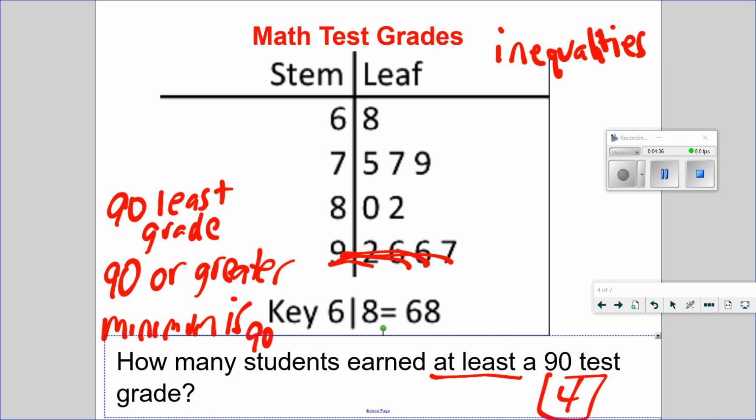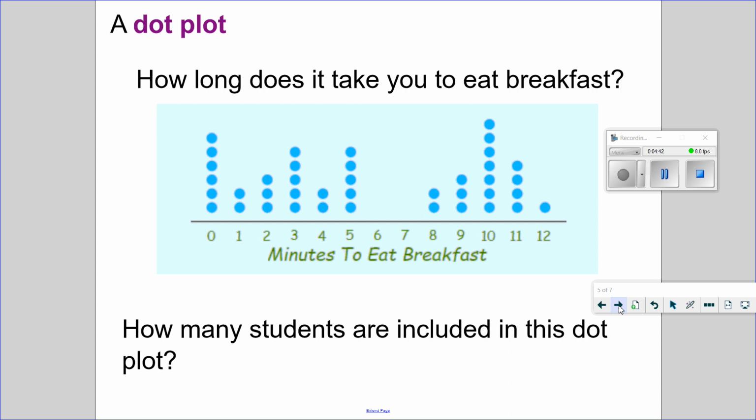So now that we understand stem and leaf plot more, the next data representation is called a dot plot. So in a dot plot, the title is, how long does it take you to eat breakfast? These are minutes to eat breakfast. So some students take 0 minutes to eat breakfast. I assume they swallow it, or they just don't eat breakfast. Well, we have this kid who takes actually 12 minutes to eat breakfast. So, how many students take 4 minutes to eat breakfast?